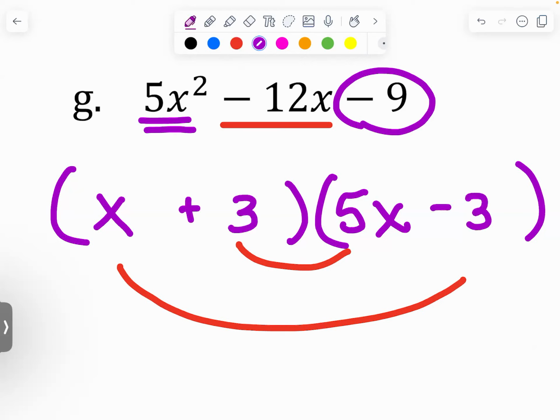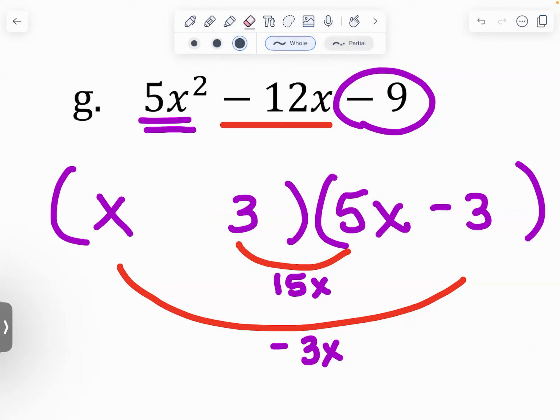+3, -3. Okay, so when we multiply this out, what's 3 times 5x? What's x times -3? Do those add to be -12x? Do they add to be -12? No, they add to be a +12. So when that happens, you know what we can do? We can just flip the signs. Okay. Hey, look at that. We factored it out. That wasn't so bad, was it?